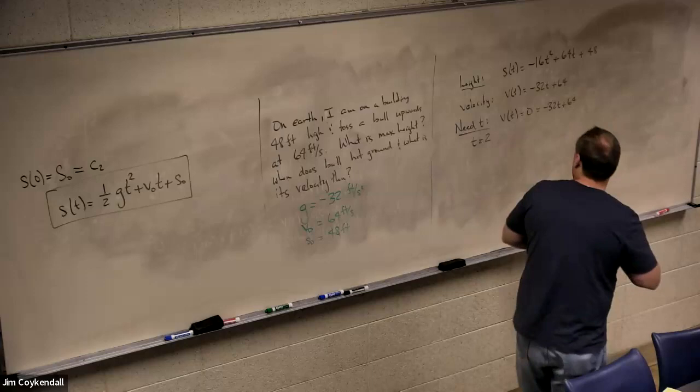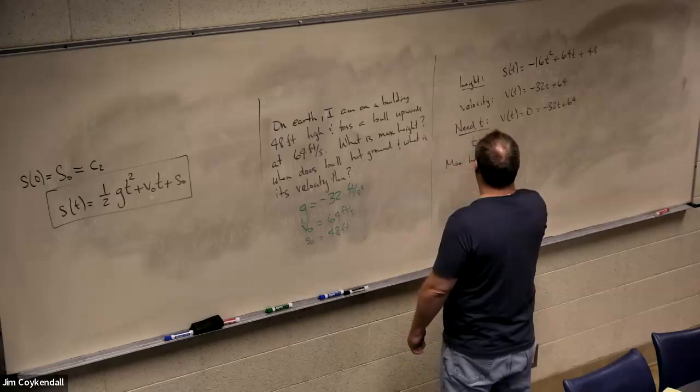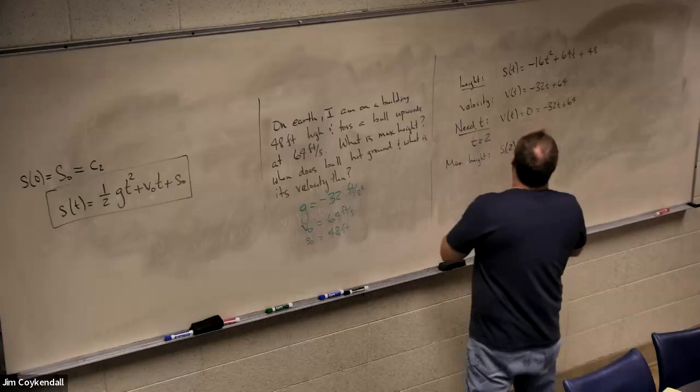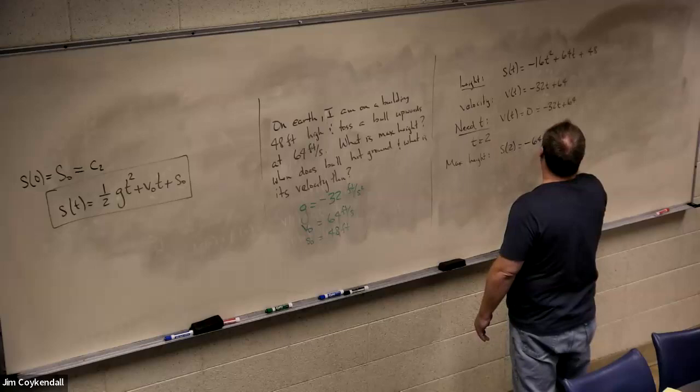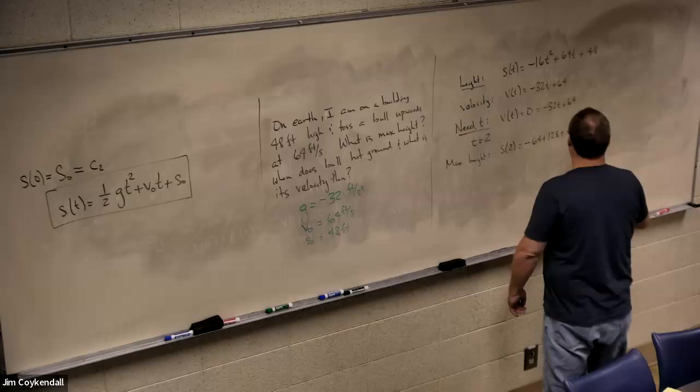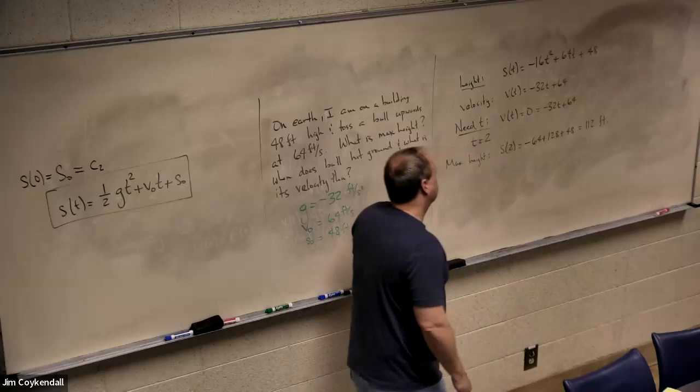So maximum height is S of 2, which is going to be minus 16 times 4, that's minus 64, plus 128 plus 48, which is 112. Everybody okay?